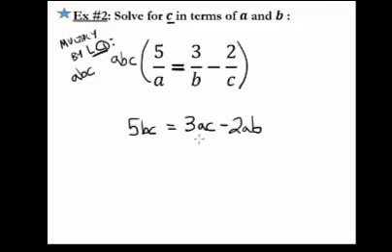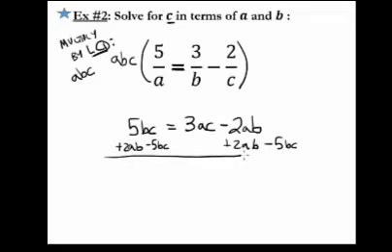So first step is, let me get the C's all on one side of the equation. I'm going to do that by adding 2AB to each side of the equation, and then I'm going to subtract 5BC from each side of the equation. This is just to be comfortable with my signs, so I have all these positive signs. I end up with 3AC minus 5BC, because these terms cancel.